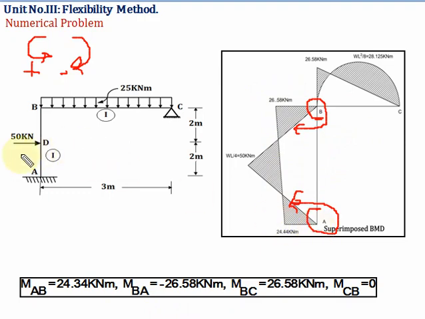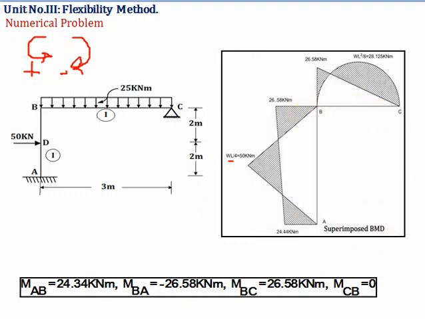Now in member AB there is a point load. So you have to draw the free bending moment diagram, and that point load is acting at the center. So the value will be WL by 4. The value of W is 50, L is 4. So 50 into 4 upon 4. So the value will be what? 50 kilonewton meter. So again join this by a straight line. Now we have drawn the fixed and free bending moment diagram for member AB.